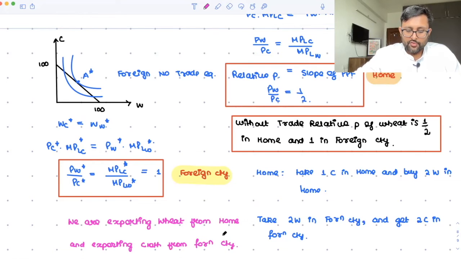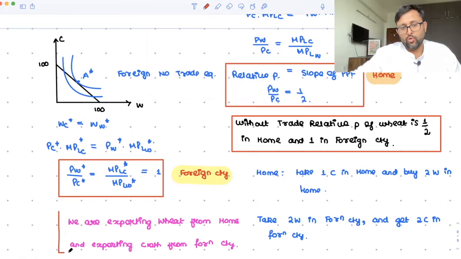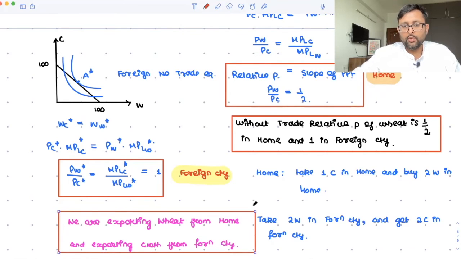right? We are in a way trading according to our comparative advantage. So home country has a comparative advantage in wheat, while foreign country has a comparative advantage in the cloth, right? Just think about it. One more thing.